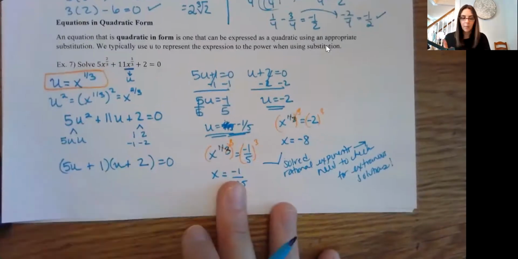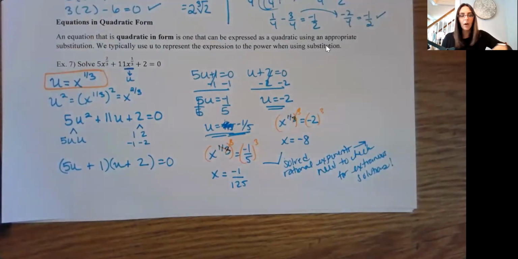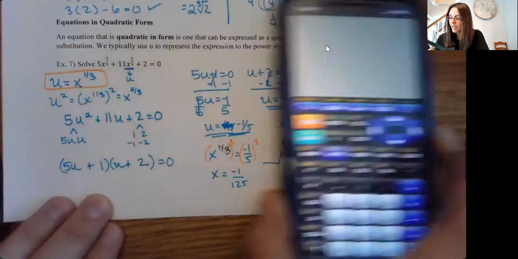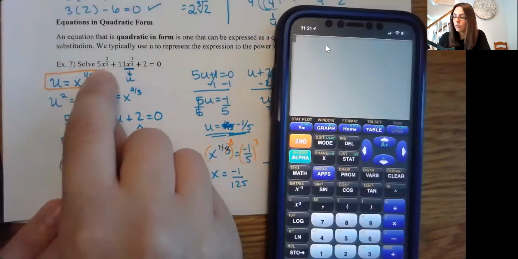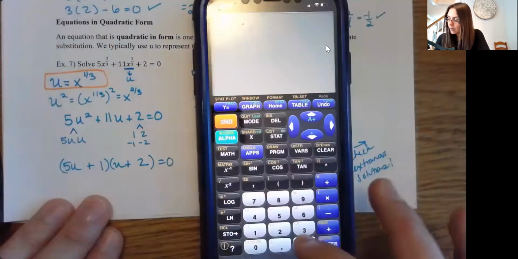Another thing too is as you're plugging in, if you have a hard time doing your radicals by hand, you can always use your calculator to help you. So like for instance, if I was checking that -8 here and was trying to figure out, well, what is -8 to the 2/3 power, you could use your calculator to help.